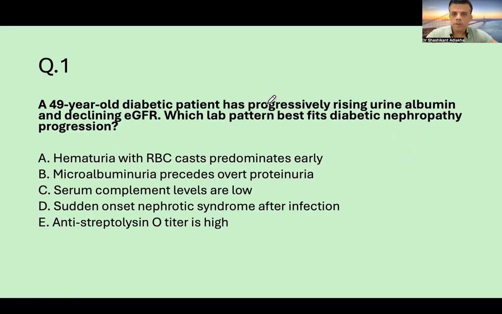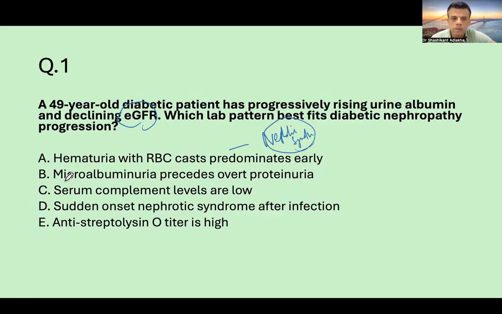A 49-year-old diabetic patient, progressively rising urine albumin and declining eGFR. Which lab pattern fits diabetic nephropathy and progression? Hematuria with RBC cast predominance. This is characteristic of nephritic syndrome. Diabetic nephropathy commonly presents as nephrotic syndrome rather than nephritic syndrome.